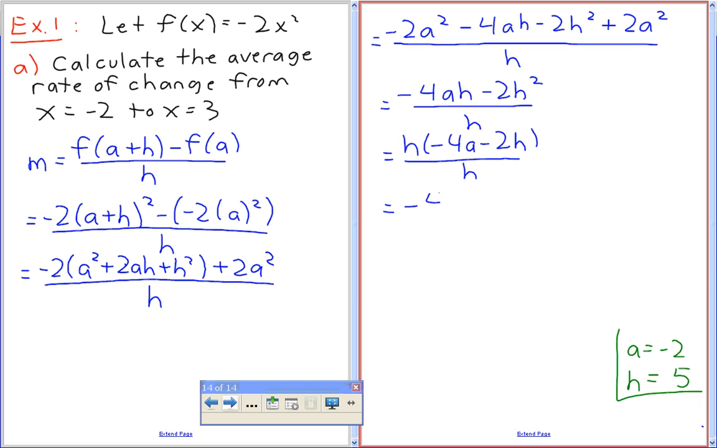And that turns to negative 4a minus 2h. That's what your slope is actually equal to. Now, why am I happy about that? Why else am I happy with this when we're thinking about instantaneous rate of change eventually? Why eventually will I be happy about this?